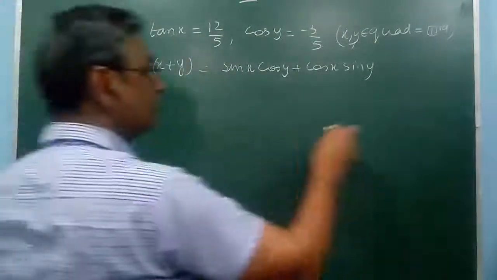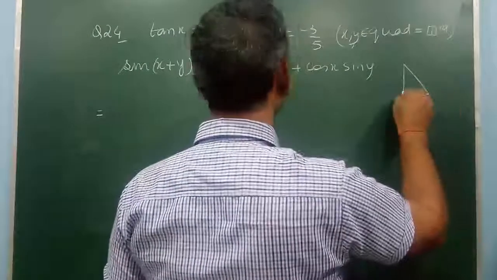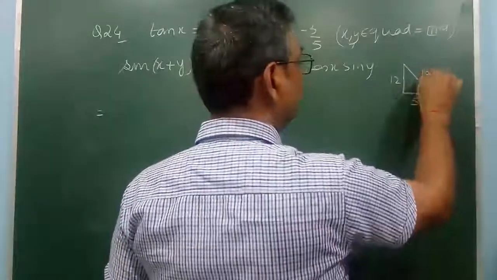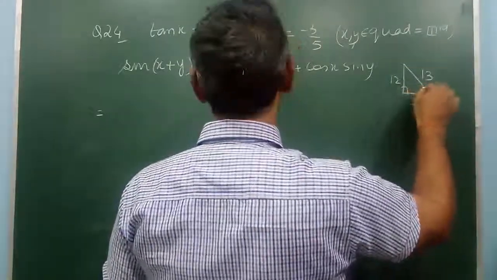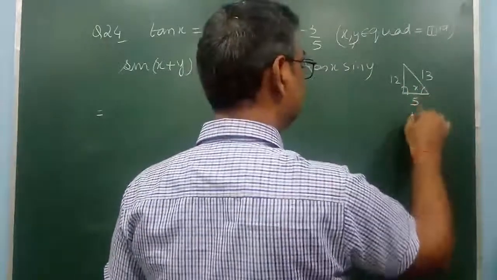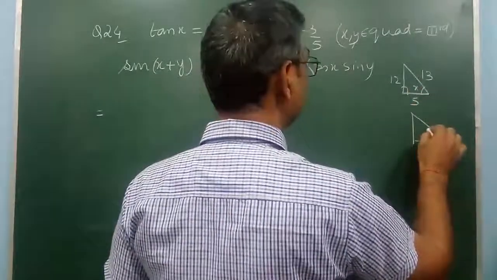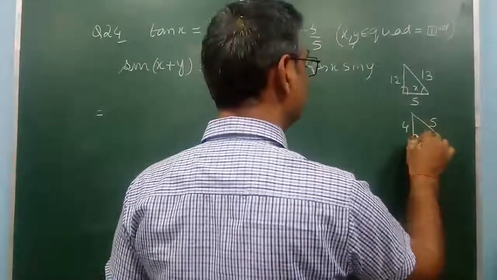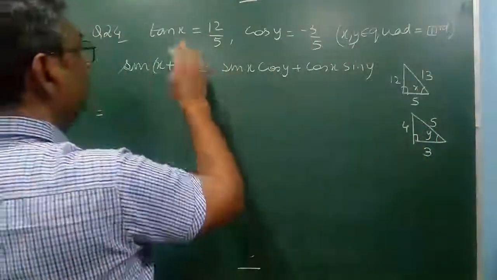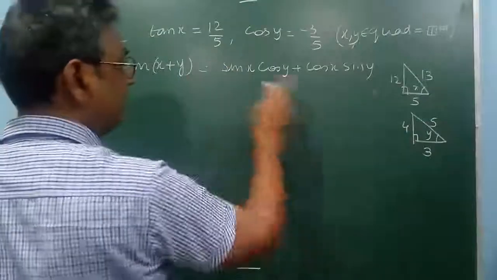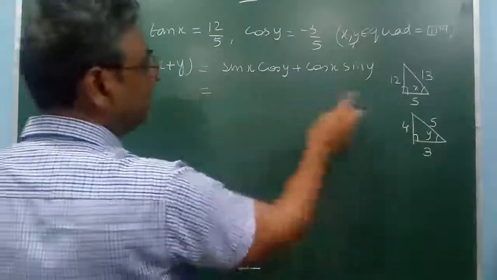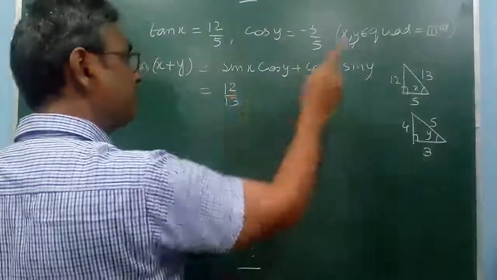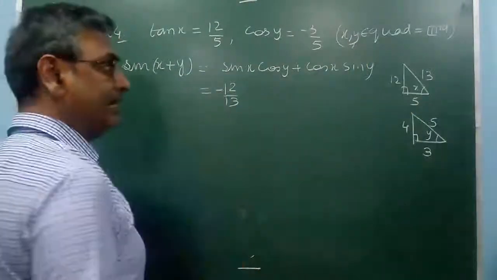Here we can use the Pythagoras theorem. We can make it 12, here 5. So here it will be 13. Here this is x, here this is y, this is 3, this is 5, this is 4. So what is the value of sin x? Sin x we can have from here. Sin x is 12 by 13. Which quadrant? Third quadrant, so it will be negative.